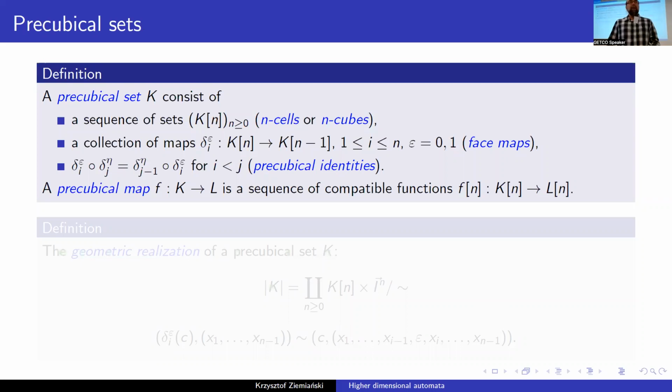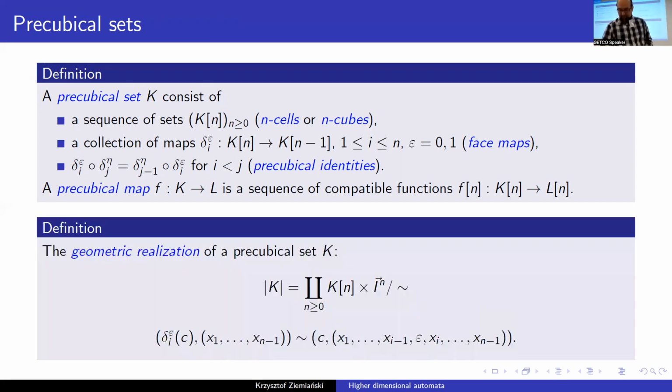And the main characters of our story are precubical sets. You see the definition already. So precubical sets are just sequences of sets, or a graded set. And these elements of the set represent cells of a given dimension, and there are some face maps which tell which cell is the face of another cell. So these face maps are indexed by the number of dimensions on one hand, and whether we take the upper face or lower face in our cube.